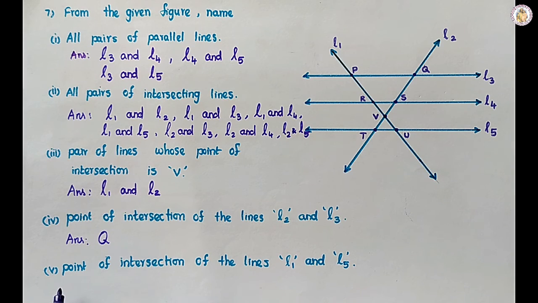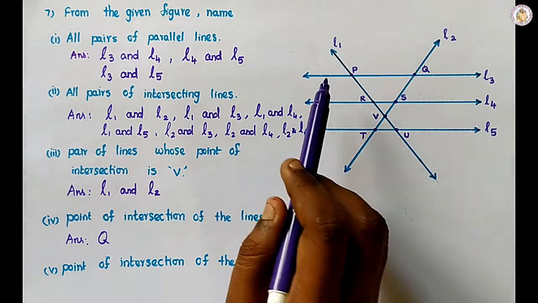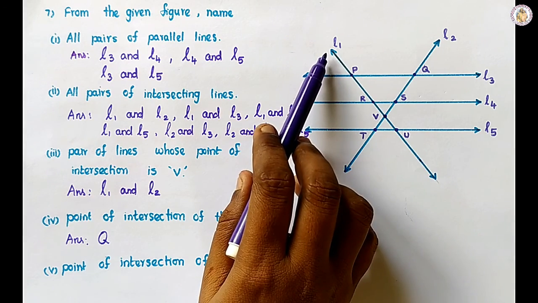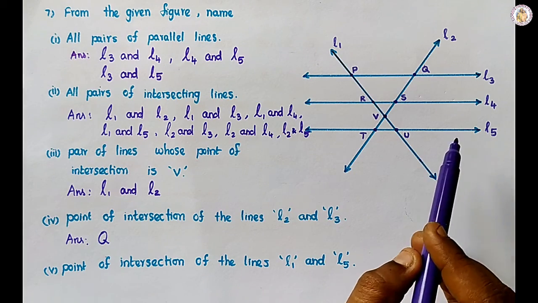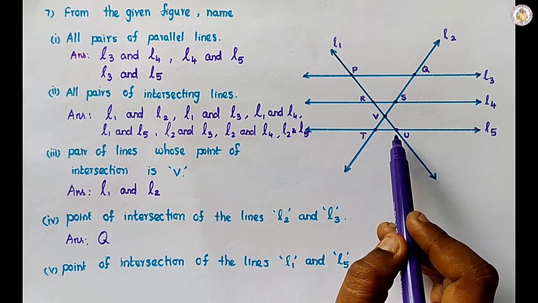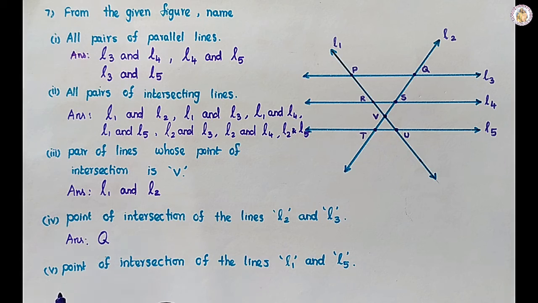And then fifth one, point of intersection of the lines L1 and L5. Where is L1 here? Here L1 and L5. What is the intersecting point? U. So U is the answer.